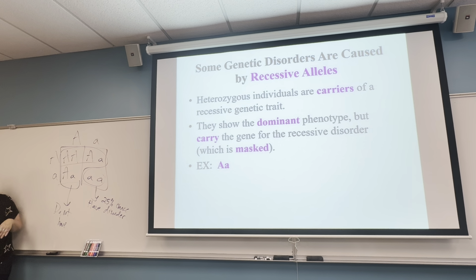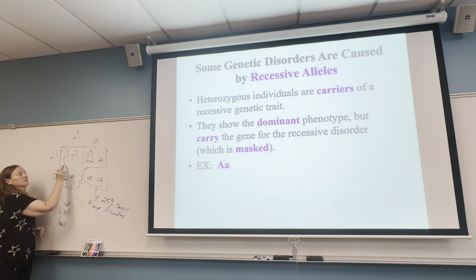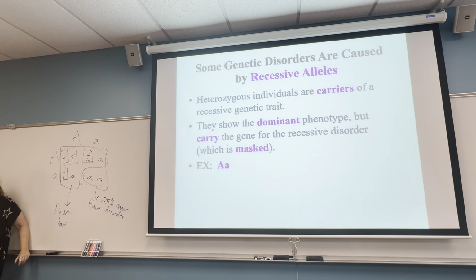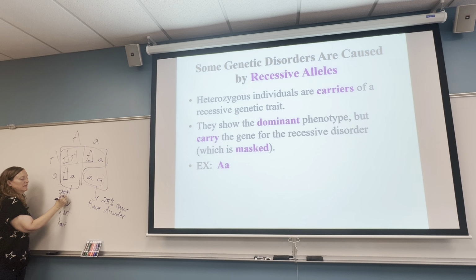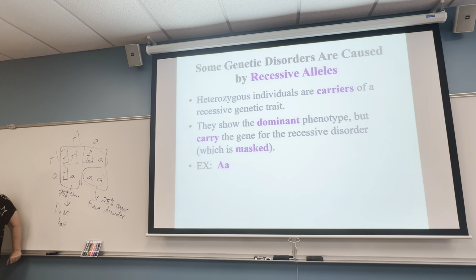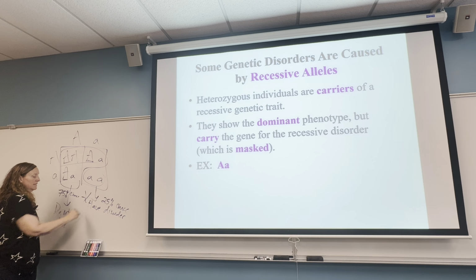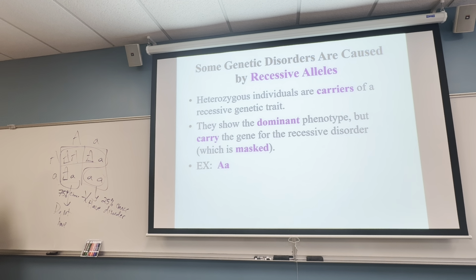So when we take a look at the Punnett square, if you have two carriers or two heterozygous individuals, you can see that when you do your Punnett square, anybody with a capital allele will not show signs of the disorder. So we have a 75% chance of each child not showing this disorder when their parents are carriers, but each child will have a 25% chance of showing the disorder.